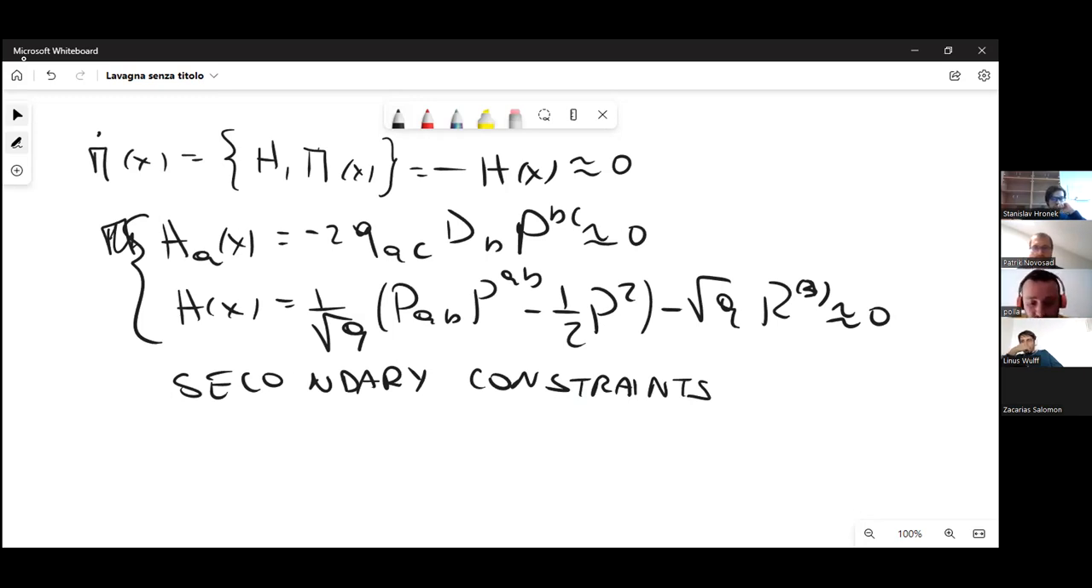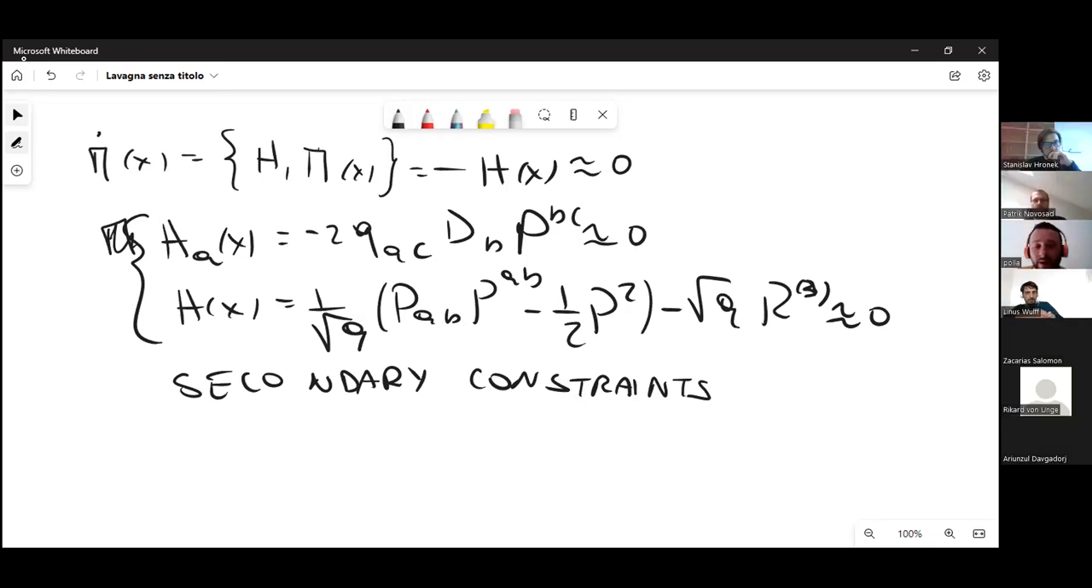Now, if we want to follow again this method, we would like to know if there are tertiary constraints. But this is not the case. When we try to evolve these new constraints with respect to time, they are not just weakly zero, they are identically zero. So there are no further tertiary constraints.